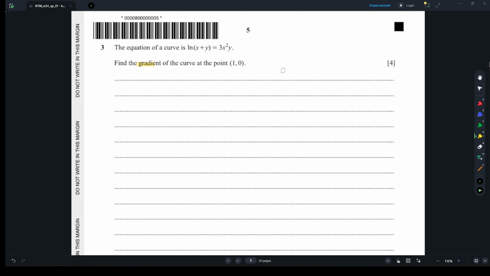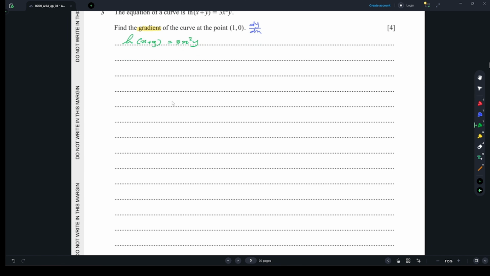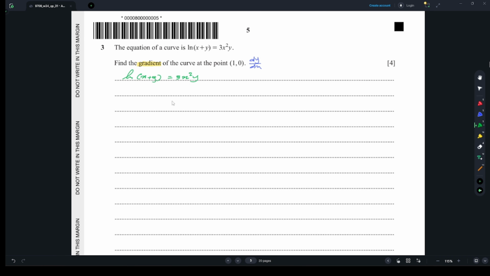The gradient of the curve means dy/dx, right? So that is dy/dx. In this case, you have to find dy/dx. So we have ln(x + y) = 3x²y. In order to find dy/dx, you have to differentiate this with respect to x.